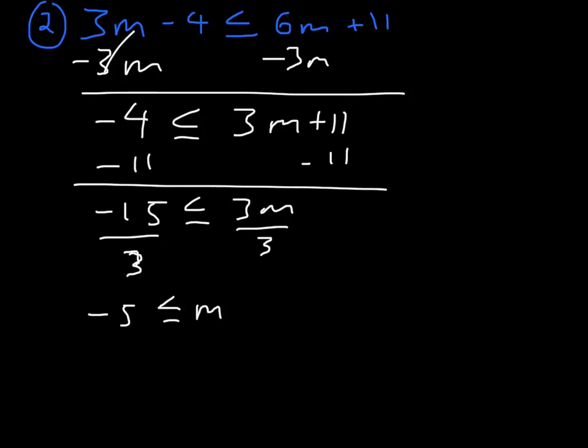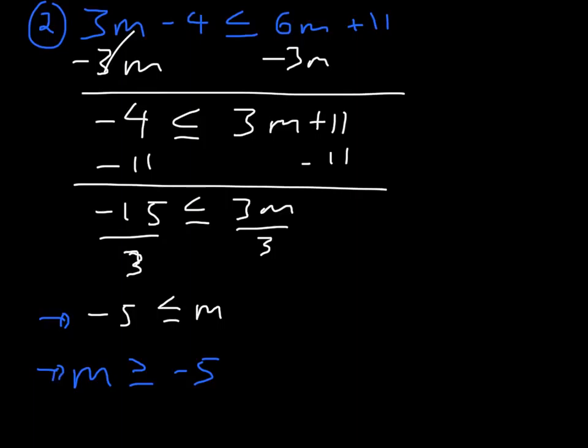Okay, again, if we switch this, it's open to our m, so if I write it the other way, I'll have m and then greater than or equal to, so it's open to my m again, negative 5. So this and this mean the exact same thing.